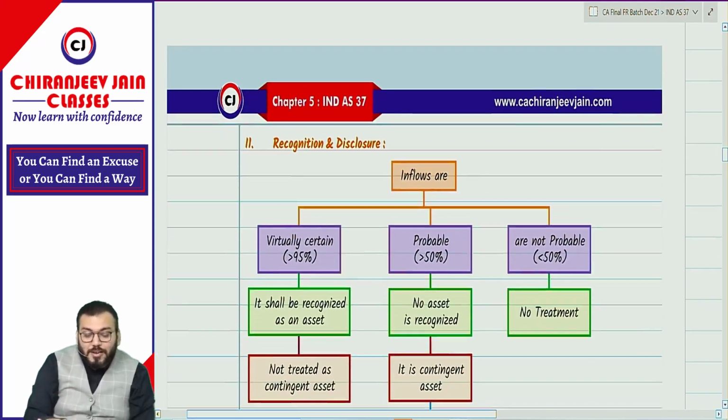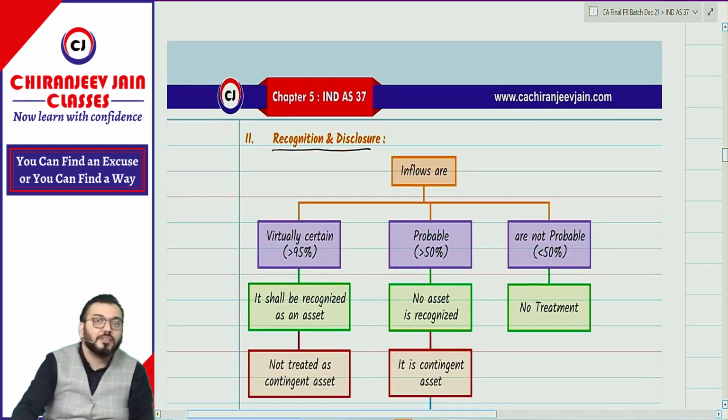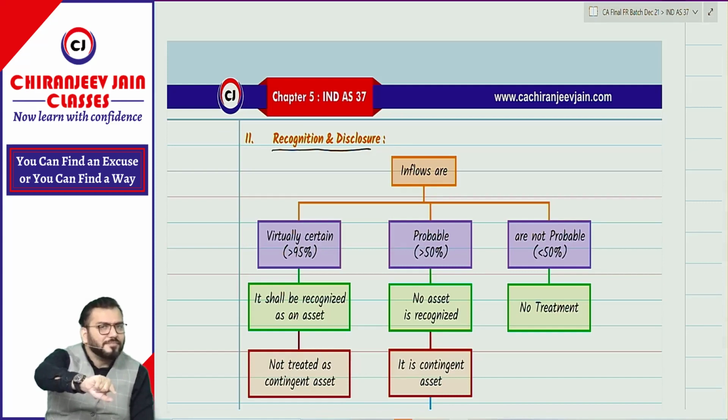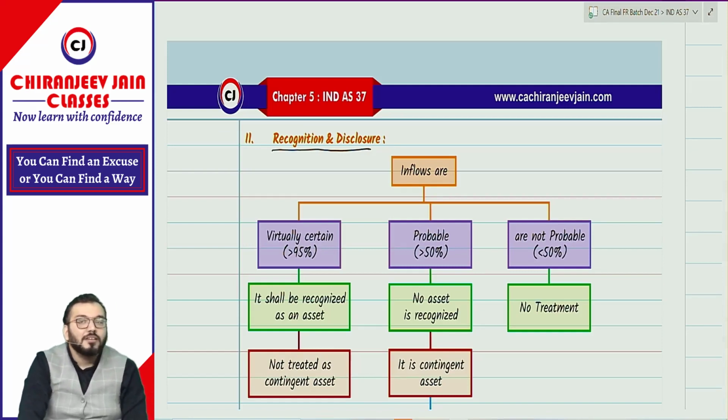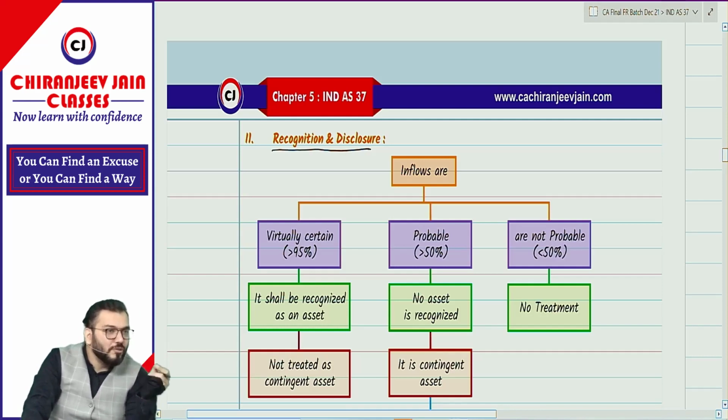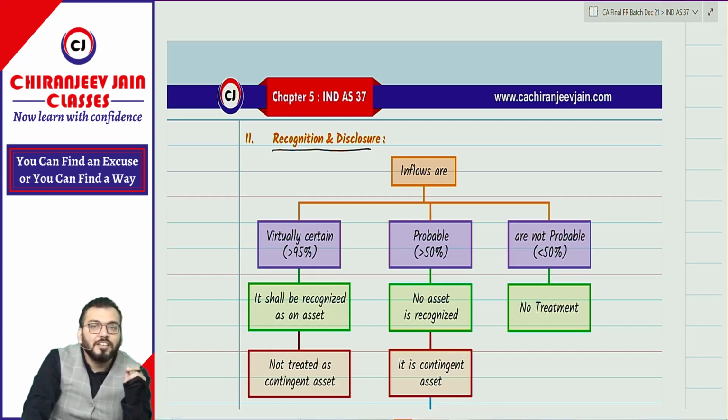But what about accounting treatment, means recognition and disclosure? As per AS 29, for contingent asset, what you have done in your CA Inter is that it will not be recognized. Where will it be disclosed? Contingent asset will be disclosed where, as per AS 29? As per AS 29, does contingent asset require disclosure or not? Yes or no? Forgotten. Contingent asset does not require disclosure.